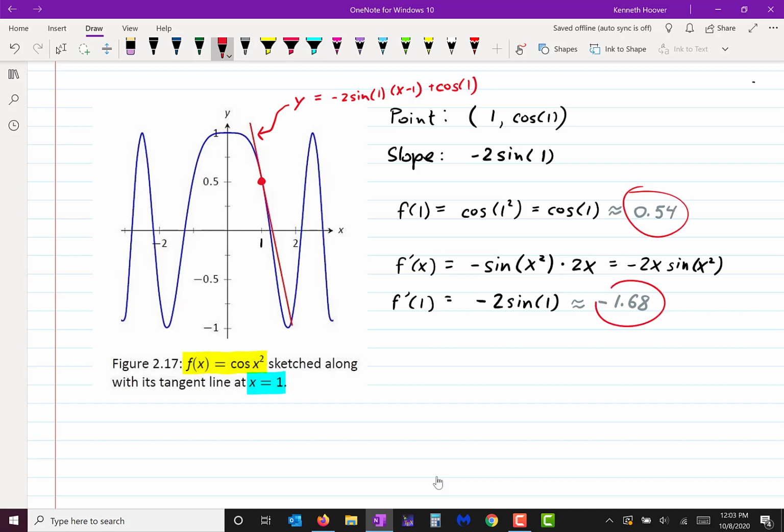Now, if they ask you for an approximation, then we can go ahead and use these decimals here. And we would have y equals negative 2 times, oh, sorry, no, I've already multiplied by the negative 2 when I wrote down the decimal approximation. So it would be y equals negative 1.68 times x minus 1 plus 0.54. And that would be our answer. Of course, you could distribute the negative 1.68 if you would like to.